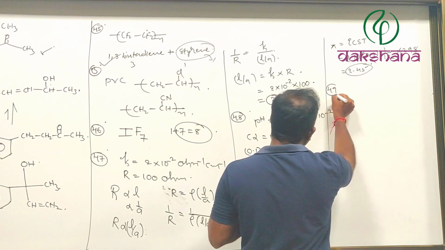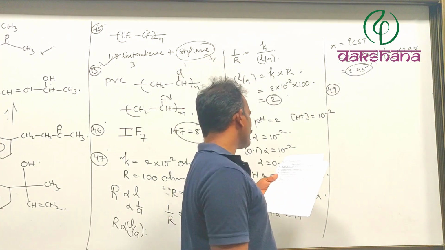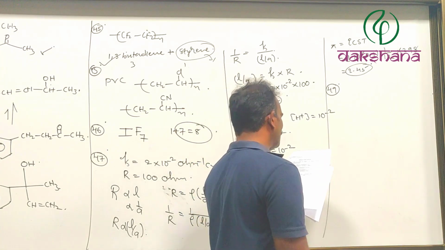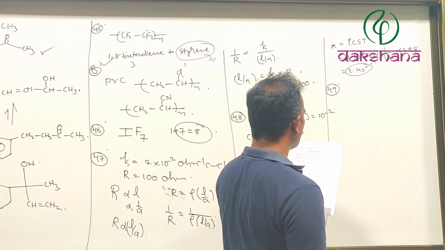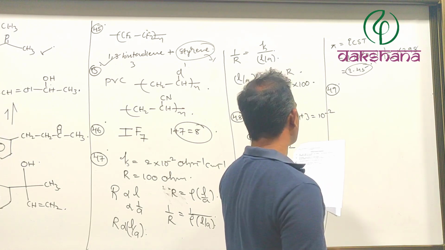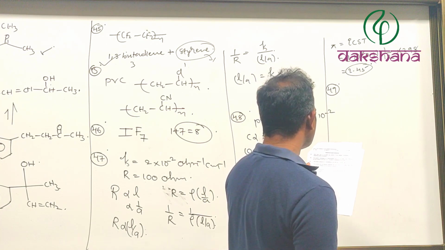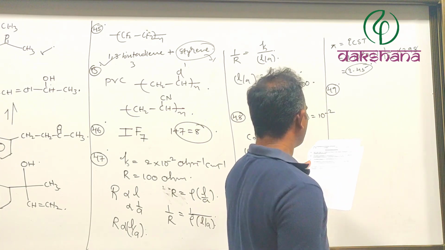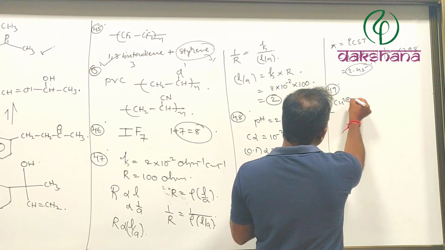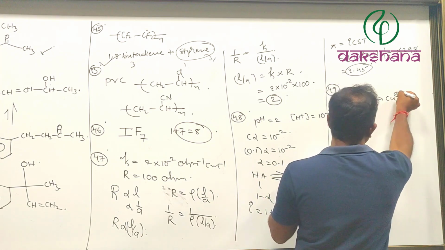Next, question number 49. If the standard half cell reduction potentials are Cu+ to Cu is 0.522 and 0.3402 volts for Cu2+ to Cu, then what is the standard half cell reduction potential of Cu2+ to Cu+? So we have to find out Cu2+ to Cu+: Cu2+ plus an electron gives rise to Cu+.